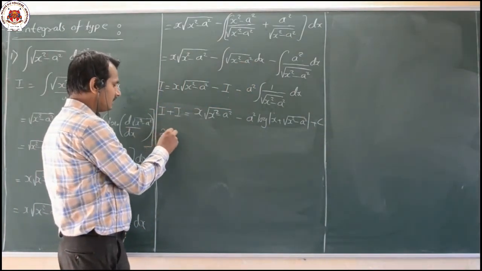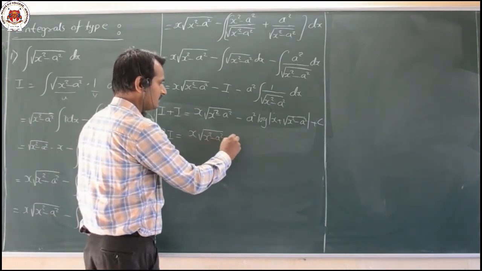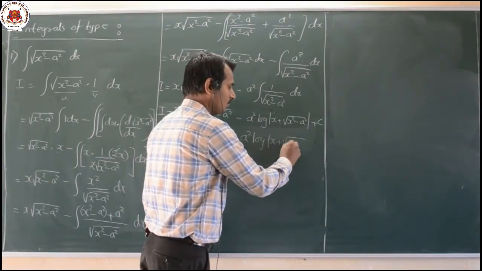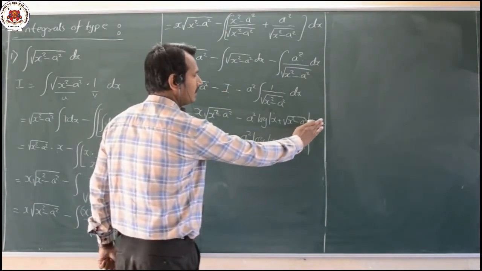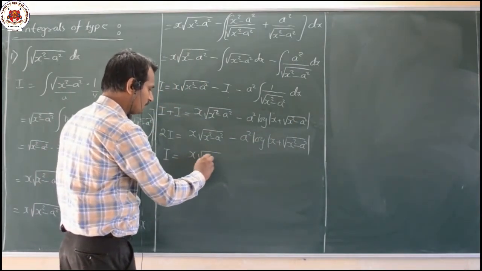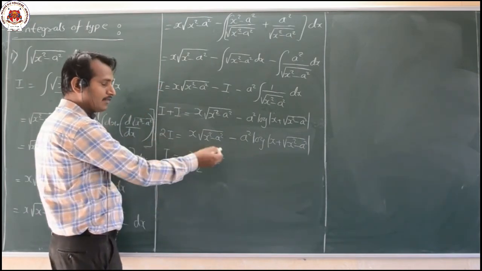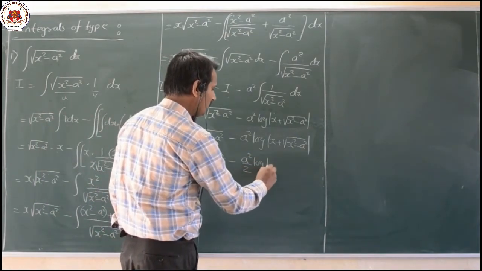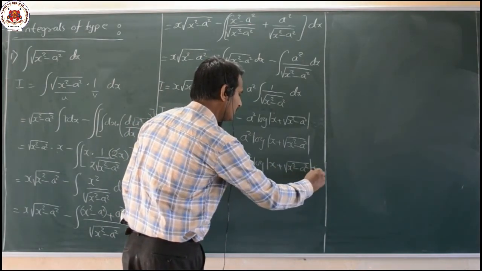That is nothing but here 2I is equal to x into root of x square minus a square minus a square into log of x plus root of x square minus a square. Now here I will write completely afterwards. I can write as x into root of x square minus a square whole by 2 here, divide both sides by 2, minus a square by 2 into log of x plus root of x square minus a square plus an integral constant c here.